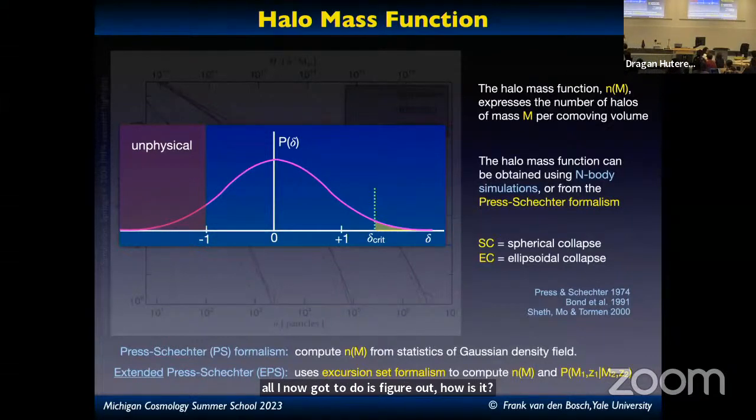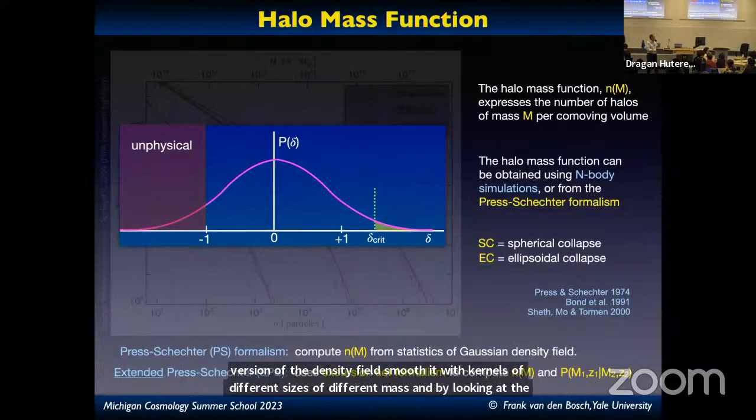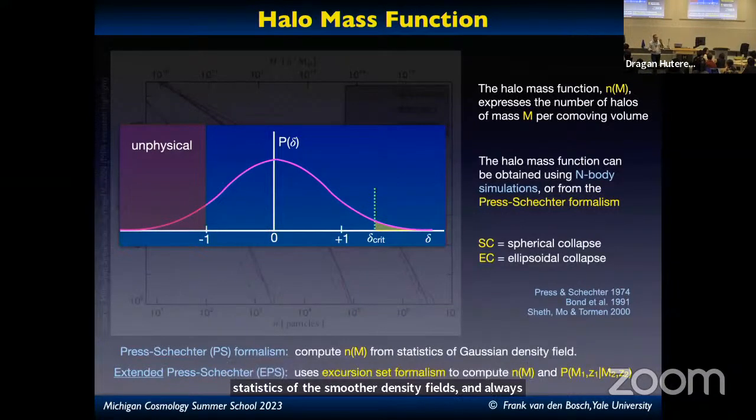And they said, I'm going to do that by taking the density field and smoothing it, with kernels of different sizes, of different masses. And by looking at the statistics of these smoothed density fields and always asking that question, they were able to devise a scheme to figure out the halo mass function. Very nifty. You should not believe that it works, because you're violating all sorts of weird things here, right? But hey, you can write it down and see how it works compared to the simulations.